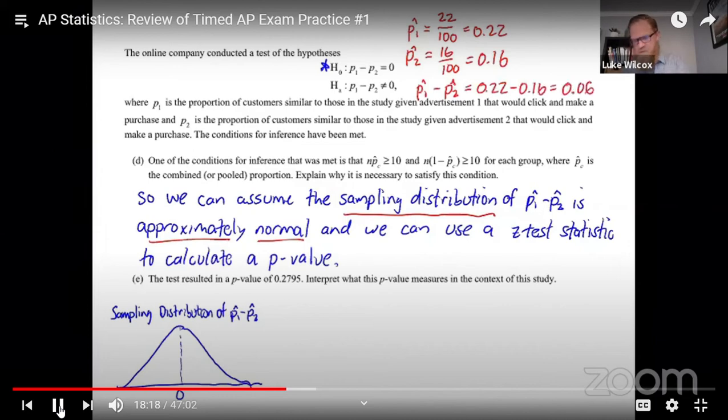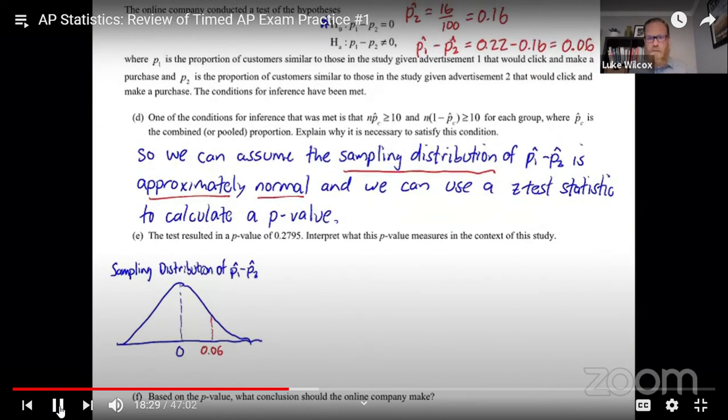We have a difference of proportions there of 0.06. That is going to show up in our picture here. This would be the difference in the sample proportions. And a p-value says how likely is it to get that value or farther from what's expected purely by chance. So we want to know how likely is it that we would get a difference of sample proportions of 0.06 or greater. But let's be careful here.